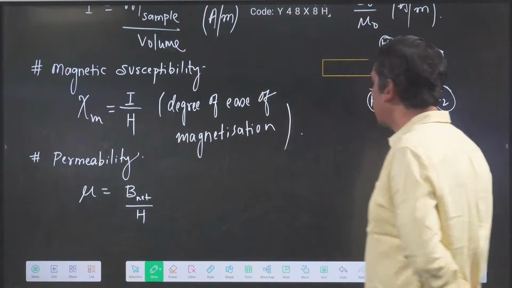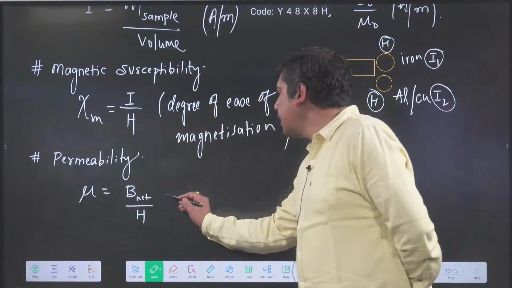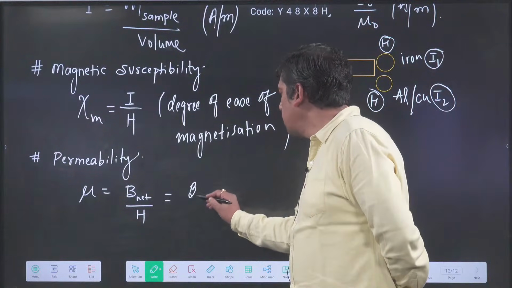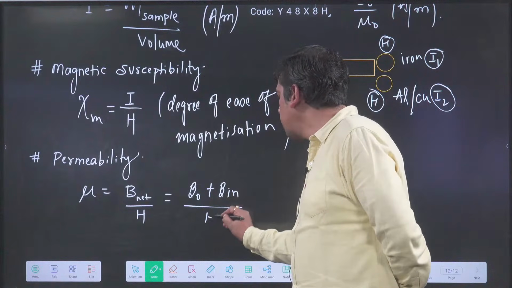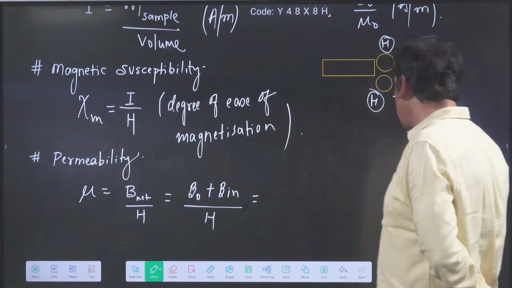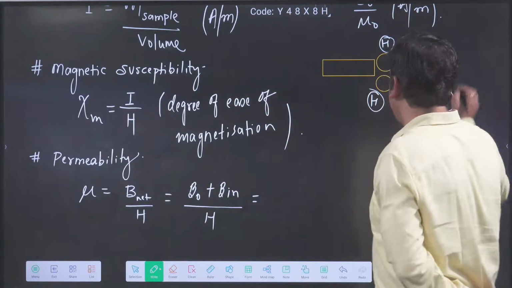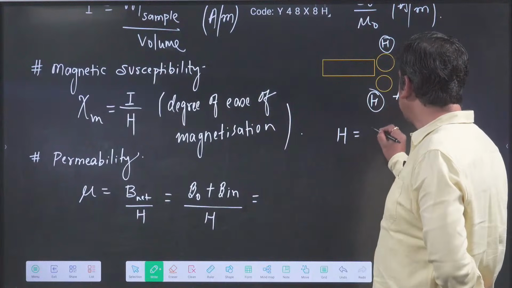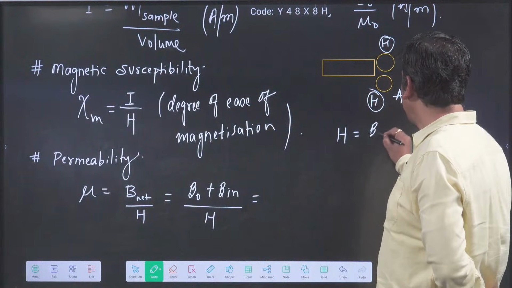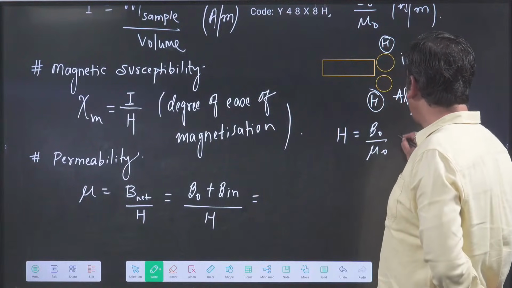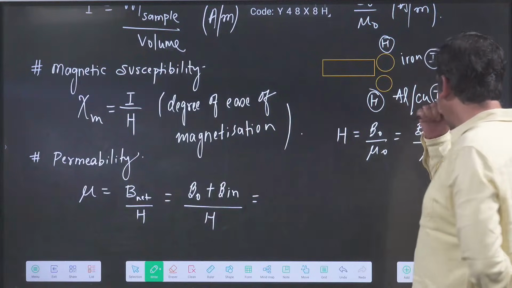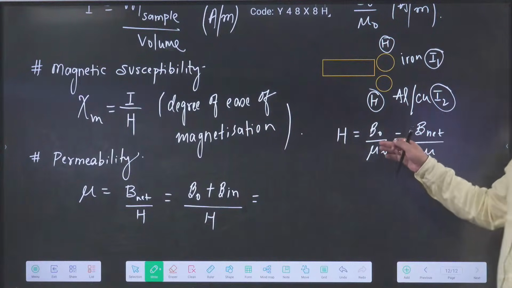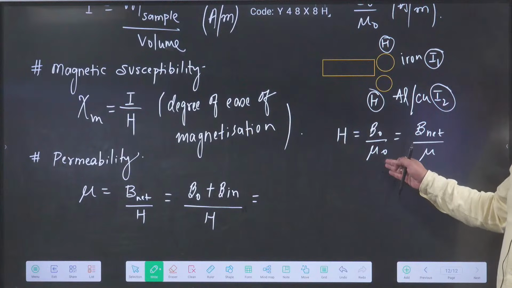Okay. So I can write this B naught plus B induced by H. But B naught, if you remember, means H you can write like this: B naught by mu naught, or B net by mu. If you are defining in vacuum, then you will take the field in vacuum divided by permeability of the vacuum.